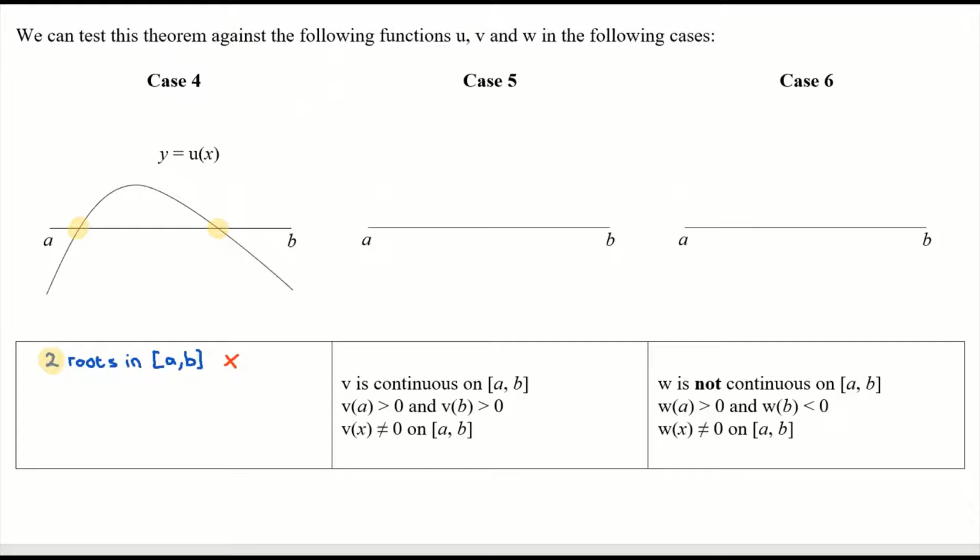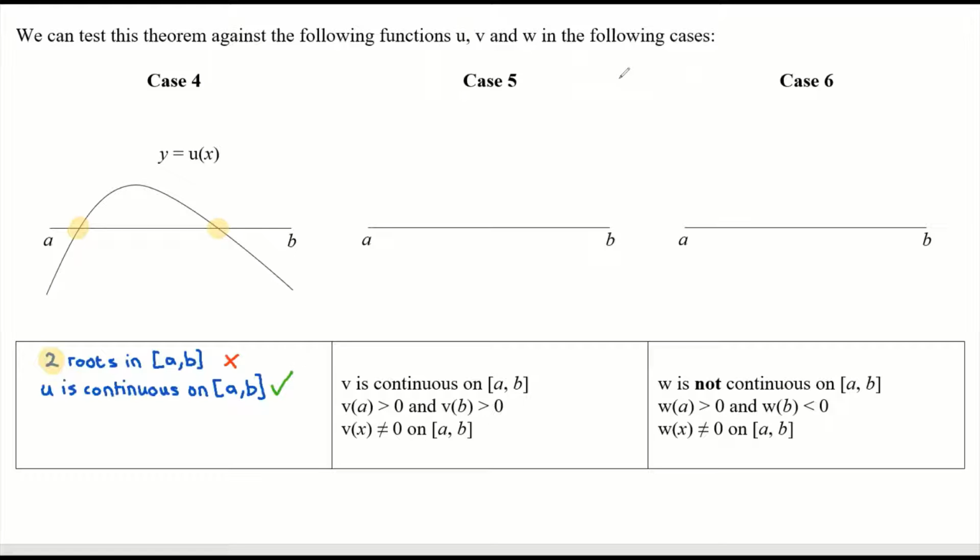Is U continuous, first of all? It has to be continuous on AB. Well, we can say that. So we can say that U is continuous on AB. So that meets the first condition. So that's the if condition. So we've met that. Do we meet the second condition? Is there a change of sign between U of A and U of B?